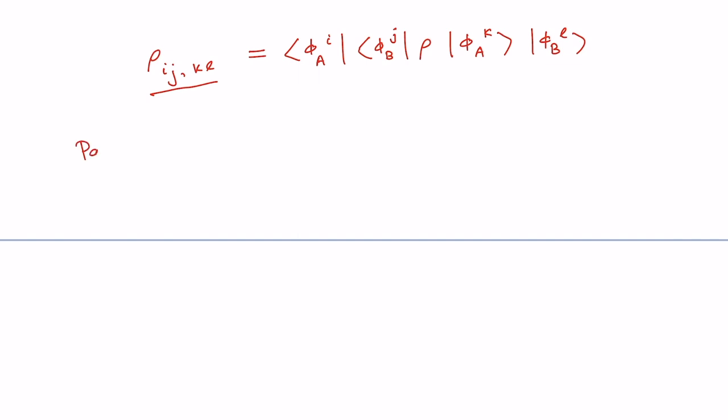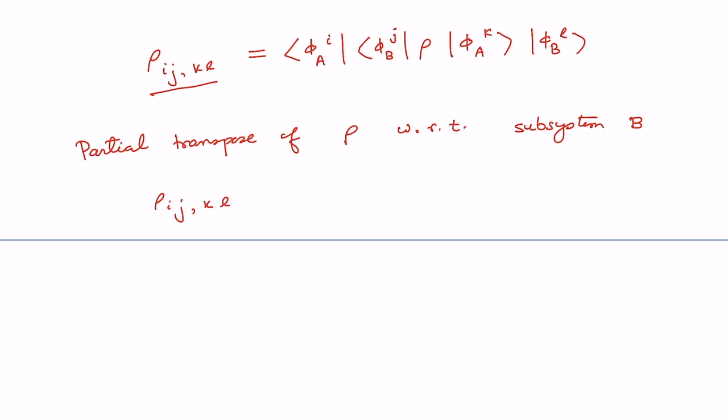Now taking the partial transpose of rho with respect to, say, subsystem B means that the indices that belong to system B get interchanged without changing the indices belonging to system A. Here you see I and K belong to subsystem A, and J and L belong to subsystem B. While taking the transpose, we are not going to interchange the indices belonging to subsystem A, but the indices belonging to subsystem B are going to change. So this is what we mean by taking the partial transpose with respect to system B.